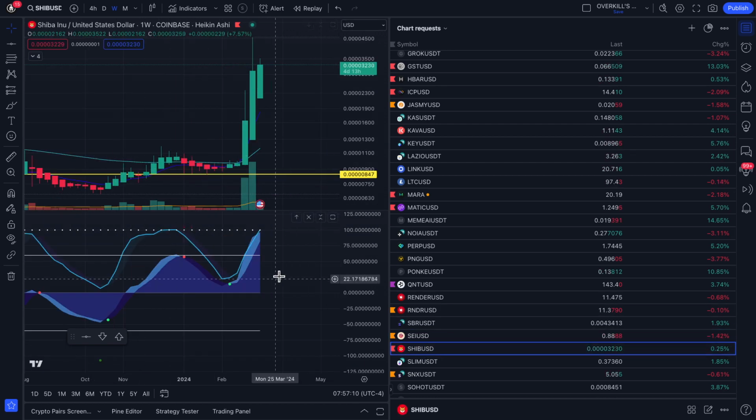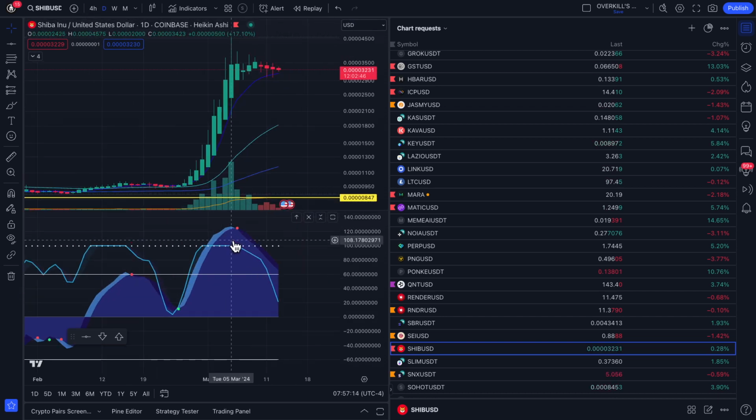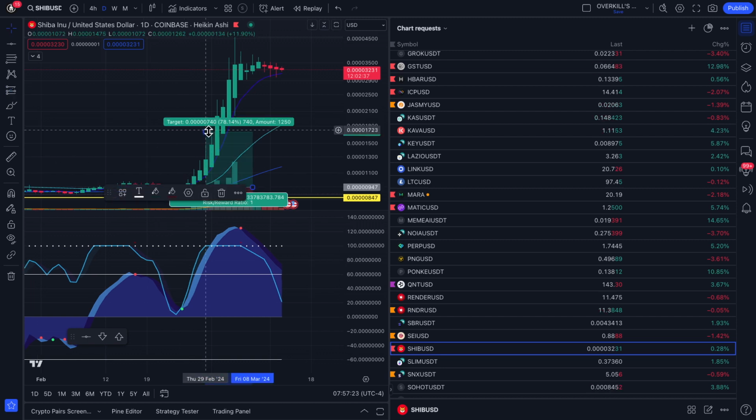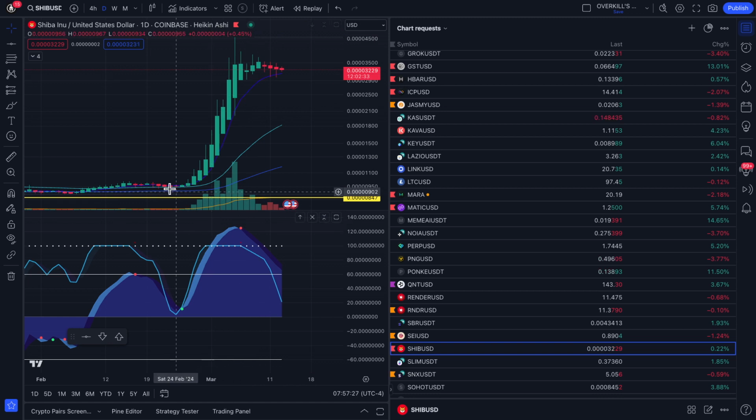Here's SHIB. SHIB's now touching the dotted line. So again, we're in here on the daily. The next time this stochastic on the daily comes up to 100, just like it did here, you see that dip? Boom. Look at that green dot entry, folks. That green dot on the daily would have netted you a whopping 422%. You turned $1,000 into $5,200.